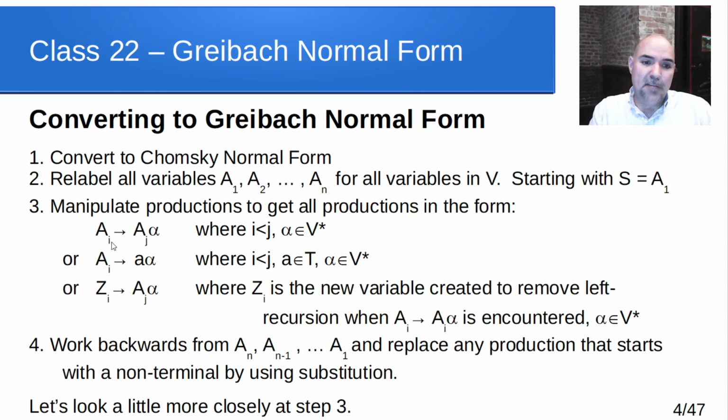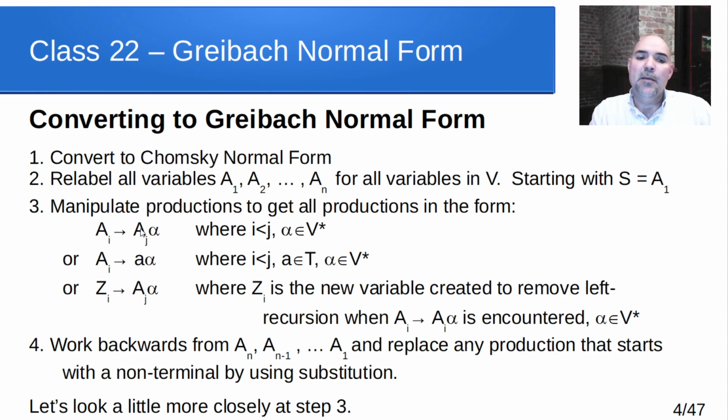Some A sub 1, some number. So for example, A sub 1 produces A sub 2 followed by alpha, and alpha can be a bunch of variables. And this A sub j here, the j has to be higher than i. So in other words, if this is A sub 1, then this could be 2 or 3 or 4. It just has to be later than A sub i. It can't be the same.